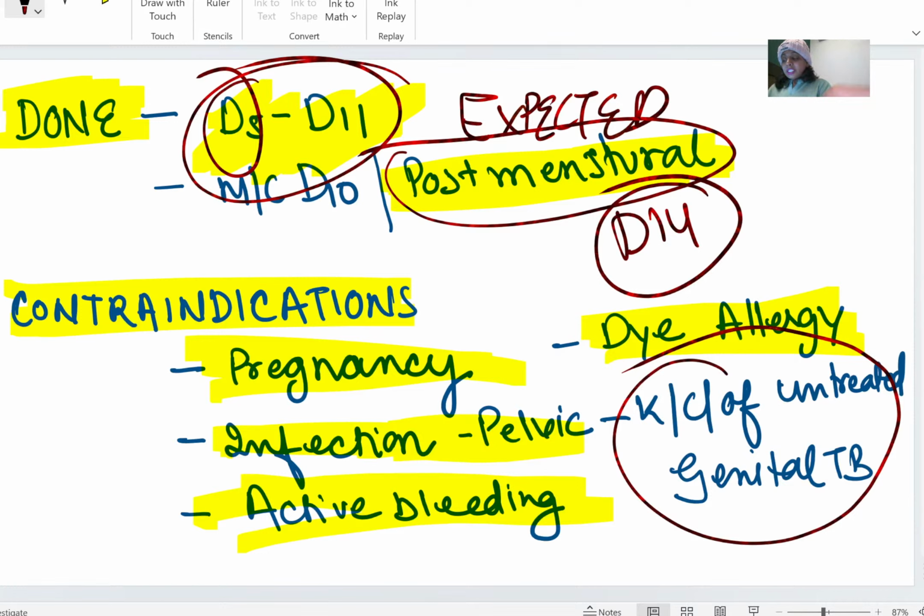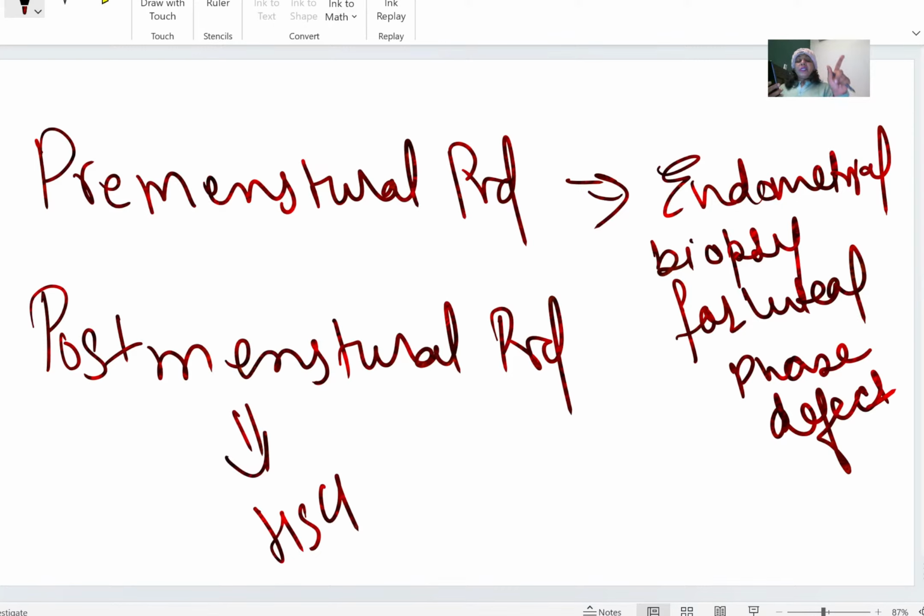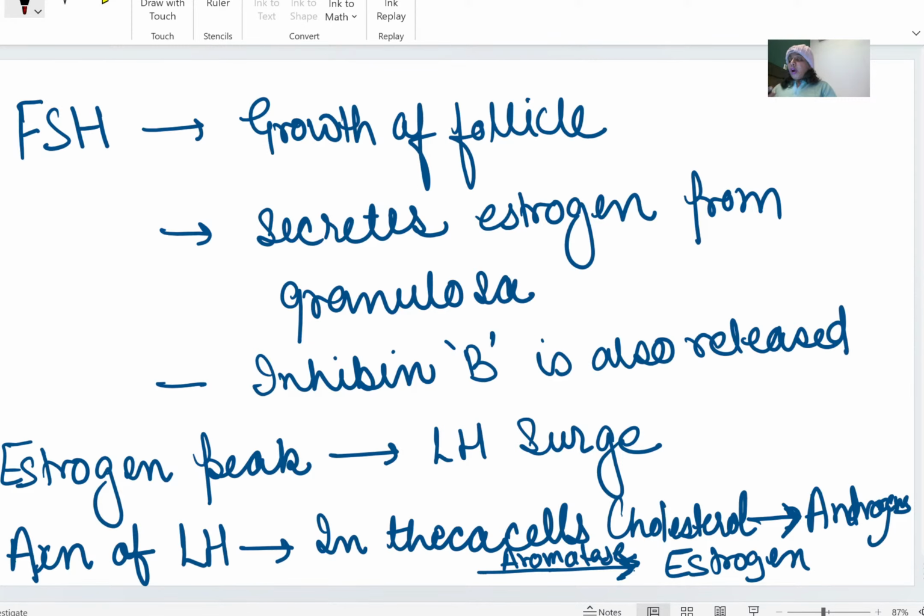This whole page is very, very expected in your exam. The test which we do in the premenstrual period is to see the secretory endometrium, that is the luteal phase defect, or the endometrium which we see for ovulation, for the progesterone effect. HSG is done in the post-menstrual period.